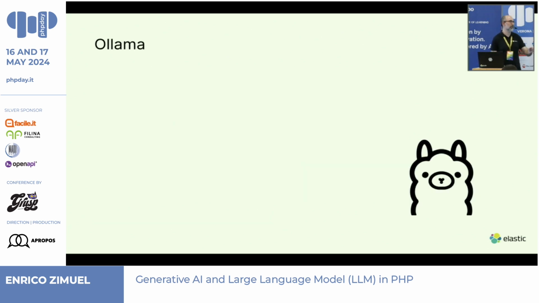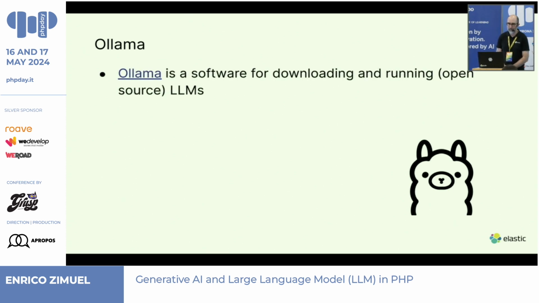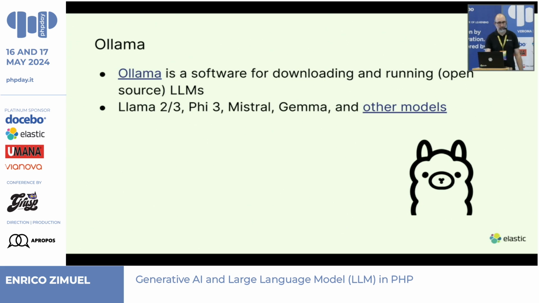Okay, but I don't want to use OpenAI. I'm European. I care about privacy. I don't want to send my data to OpenAI. Right? A lot of people, a lot of regulation, public administration, company say this, right? Okay, we have alternatives. For instance, there is this project, Ollama. It's a kind of Docker for LLM, more or less. So it's a utility that you can install locally to download models and to run models. It supports a lot of models.